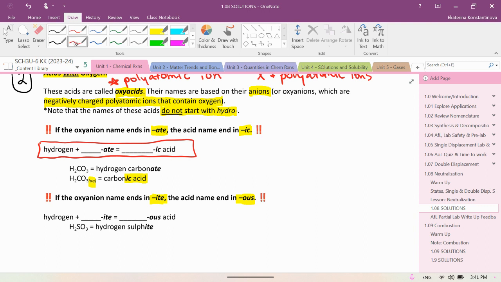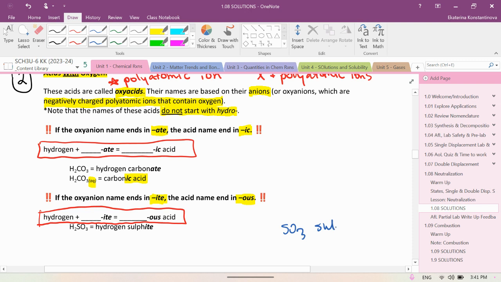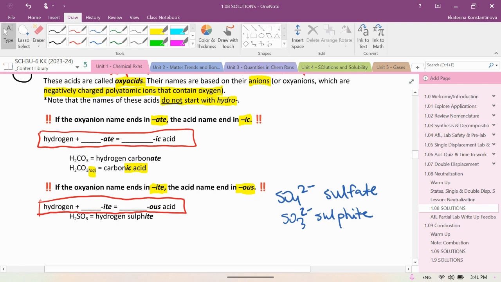Now, if the oxyanion name ends in ite, the acid name ends in ous. So, for example, again, here's your generic formula. If I have H2SO3, SO3 is sulfite, whereas SO4 is sulfate, okay? So H2SO3 is hydrogen sulfite. Now, if I have H2SO3 and I put aqueous beside it, that is now sulfurous acid, okay? And it doesn't matter if you write sulfur with an F or PH, both are correct, okay?